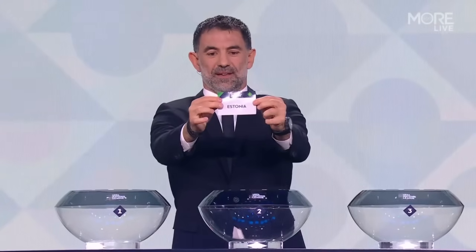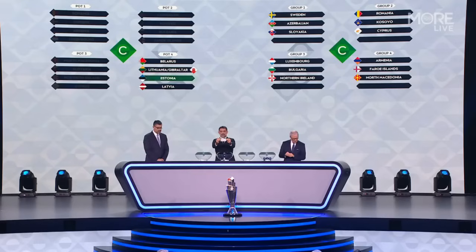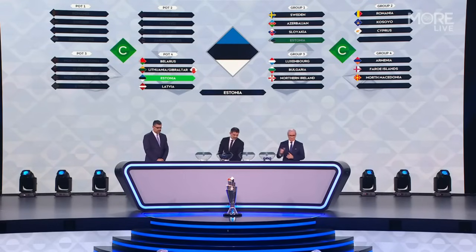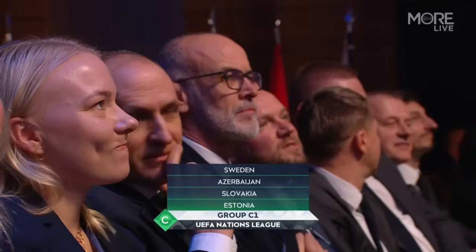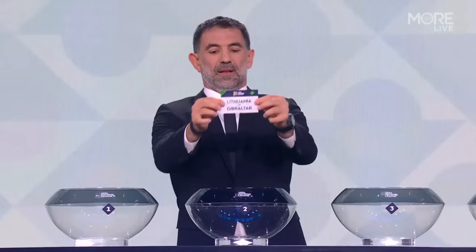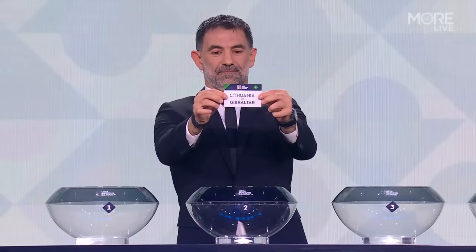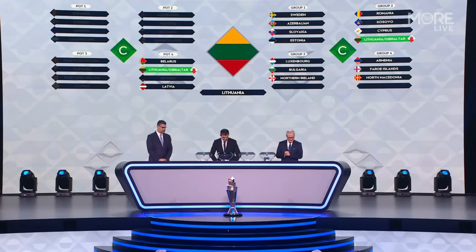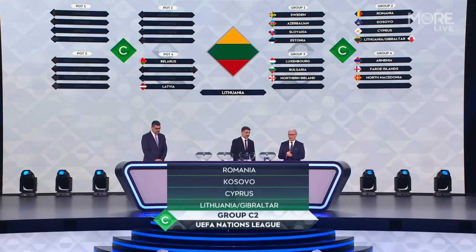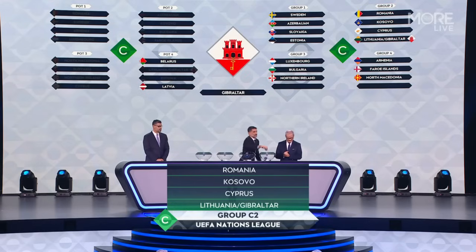C1. Estonia, Euro 2024 playoff for Estonia soon, and they complete C1 with Sweden, Azerbaijan, and Slovakia. Group C2. Now, Lithuania or Gibraltar. This time it will be the winner of this playoff, Lithuania or Gibraltar. They will face Romania, Kosovo, and Cyprus in Group C2.